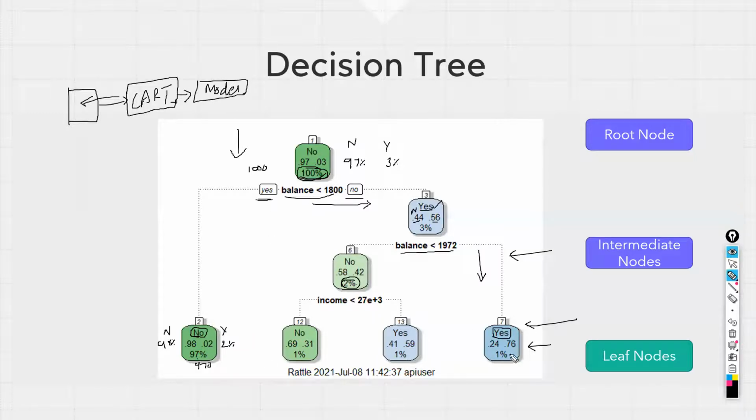Finally, if you look at all the leaf nodes, it would sum up to 100%. So 97% ended up in this node, 1% ended up in this node, 1% ended up in this node, another 1% ended up in this node. So the total is 100%.